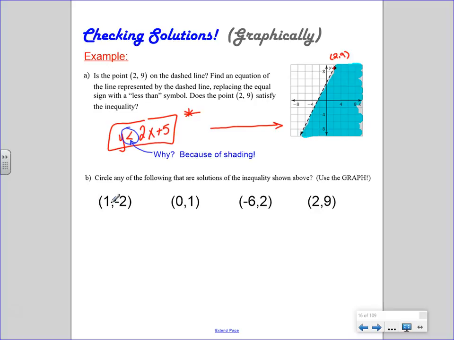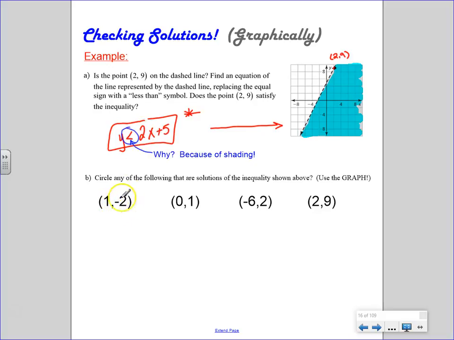Closed circle is like a solid line, okay? I want you guys to figure out on this graph, where would the point 1, negative 2 be? You can just look at it. And then I want you to plug it in, just like you did last night. Plug in 1, negative 2, and tell me true or false.